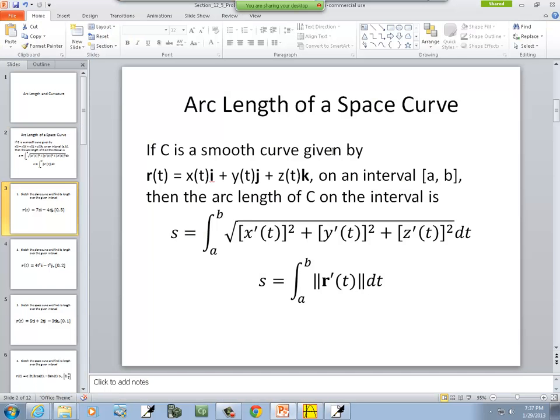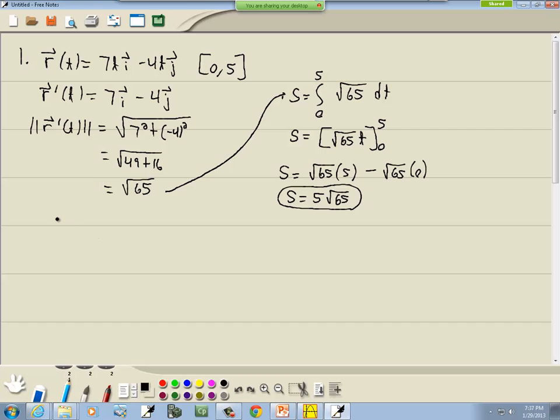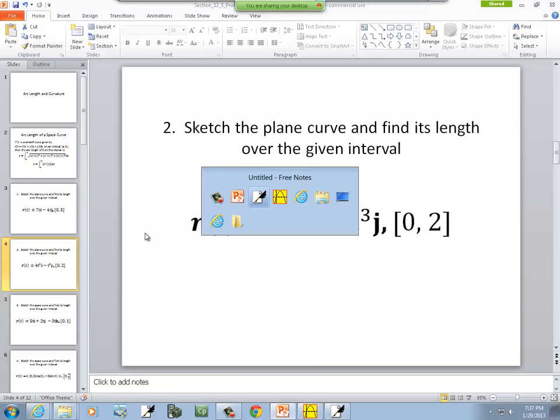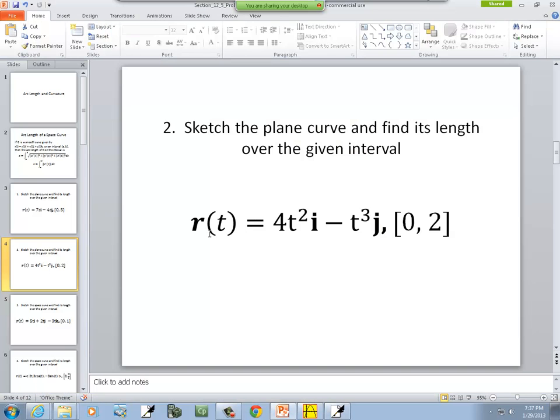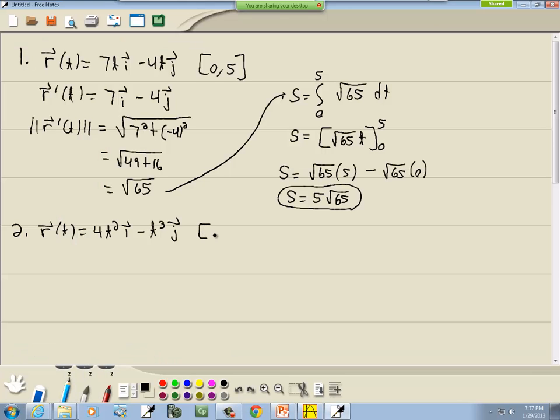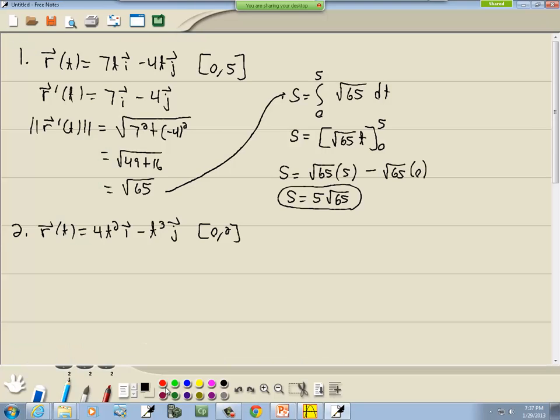Let's do our next problem. Okay, so we've got r equal to 4t squared i minus t to the third j, from 0 to 2. Same instructions: sketch it and find its length over the given interval.